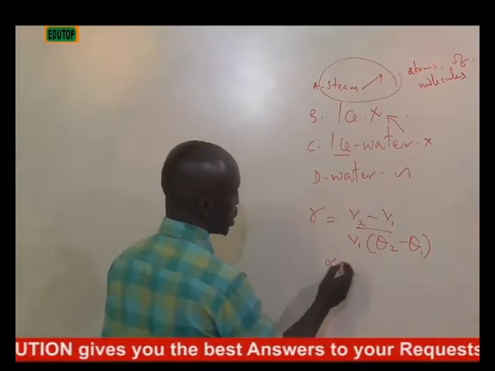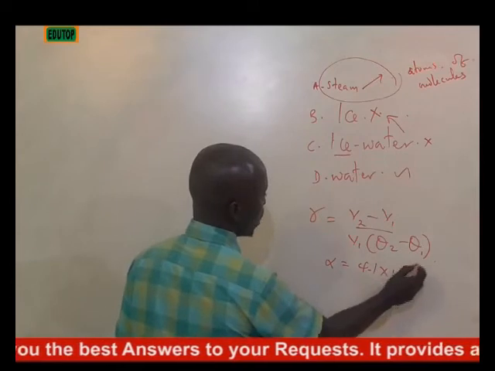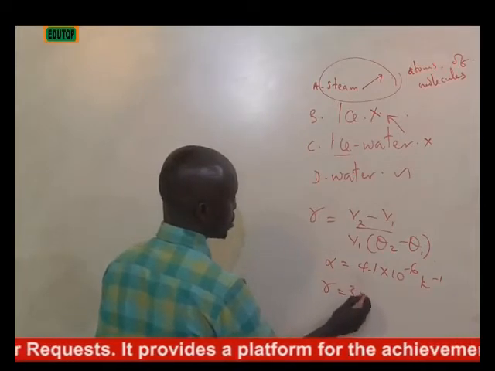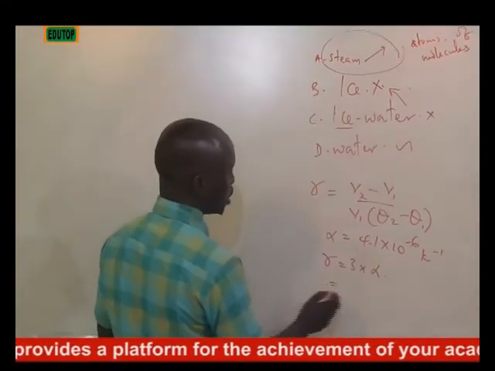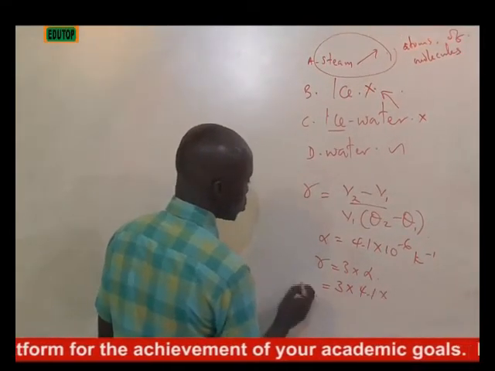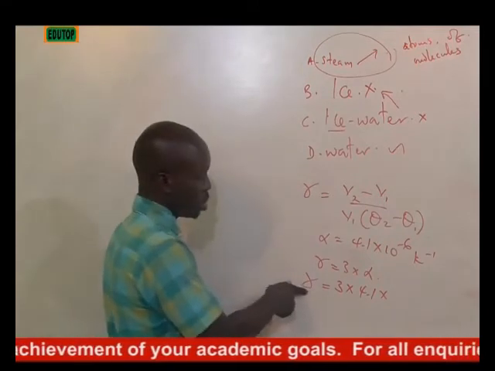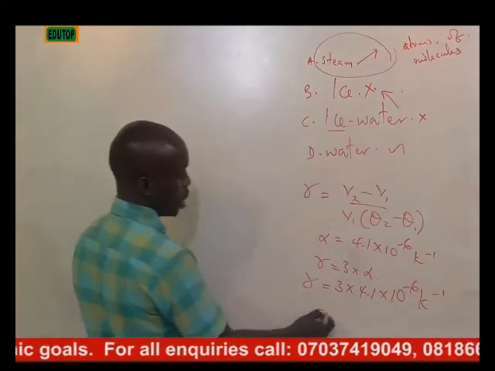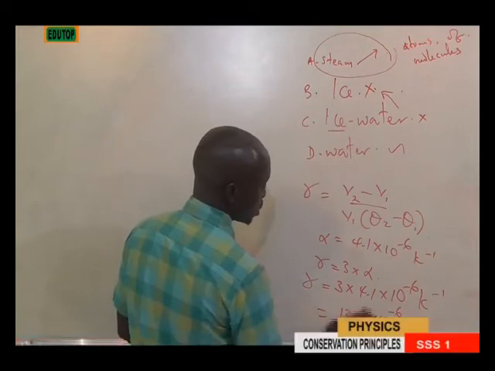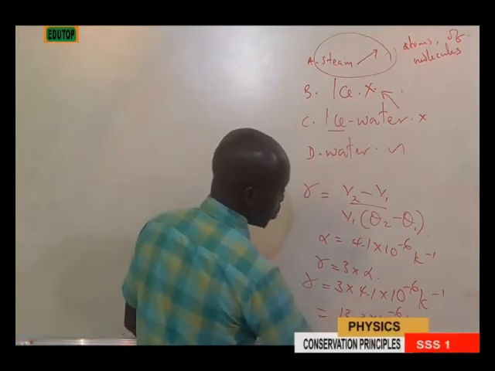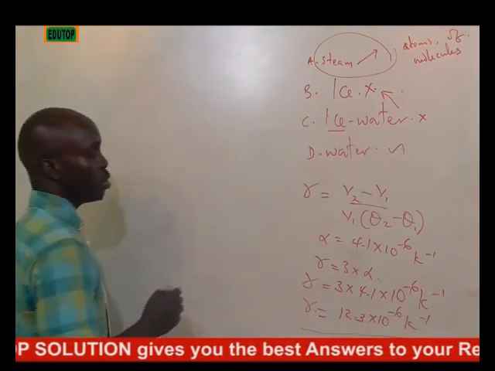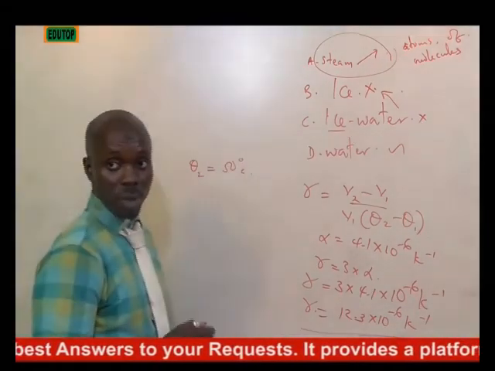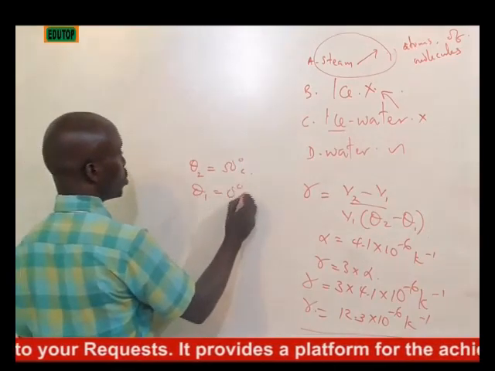Now, in our above question, we already got our alpha. Our alpha is 4.1 times 10 to the power minus 6 per Kelvin. And we said the relationship between alpha and gamma is that gamma is 3 times alpha. If gamma is 3 times alpha, it means that our answer times 3 will give us our gamma, which is our volumetric expansion. So I'm going to have 12.3 times 10 to the power minus 6 per Kelvin. So this is our gamma. Now we are told to calculate the change in temperature. Theta 2 is 50 degrees Celsius. From the analysis, theta 1 is still 0.